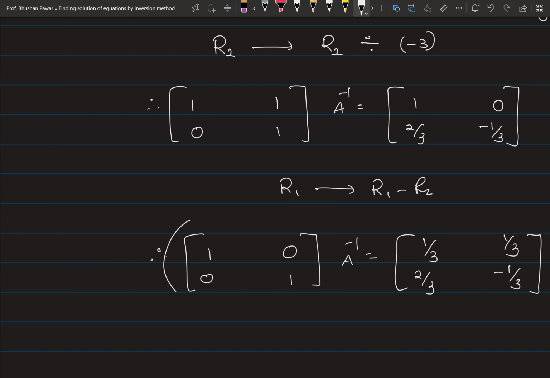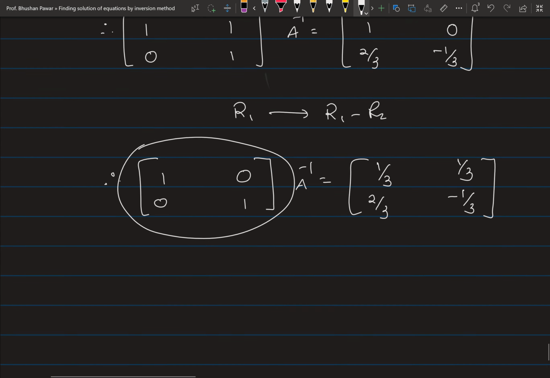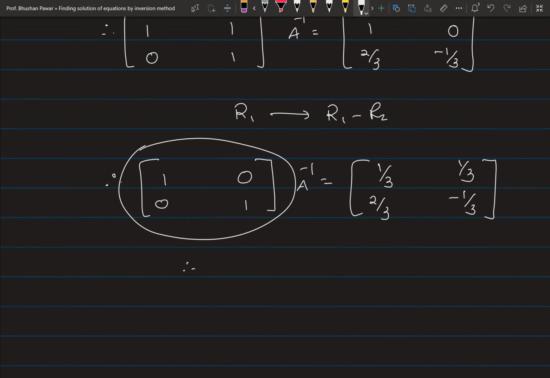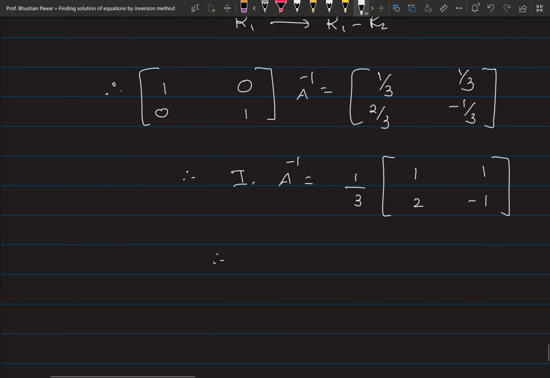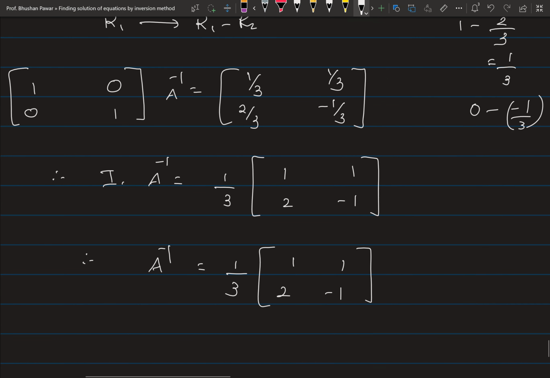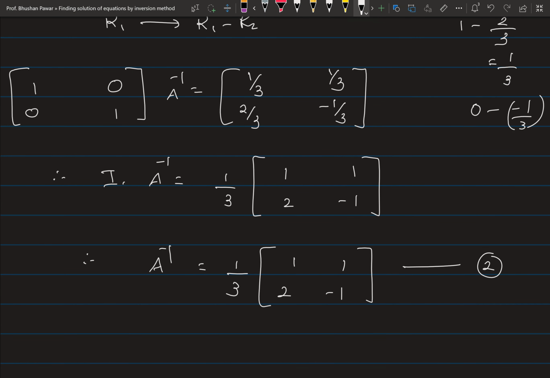So look at this left hand side matrix. Now it is transformed into unit matrix. All right, so we can write this one as I into A inverse. On the right hand side everywhere we have 1 by 3, so 1 by 3 can be taken outside the matrix. We are left with this one. On the left, I into A inverse, so we copy A inverse as it is. So this is the answer of A inverse. We call this one as number 2.